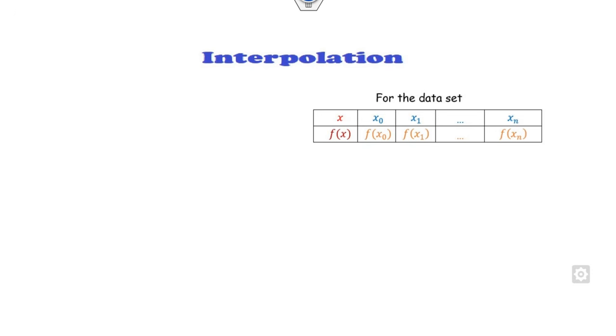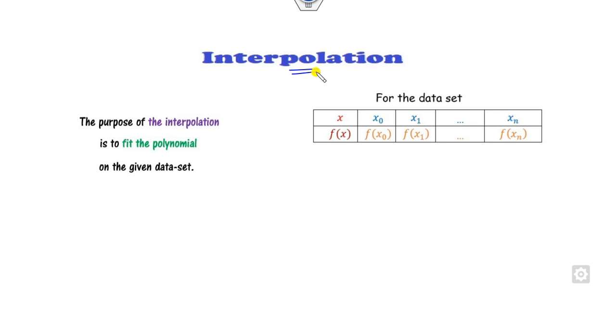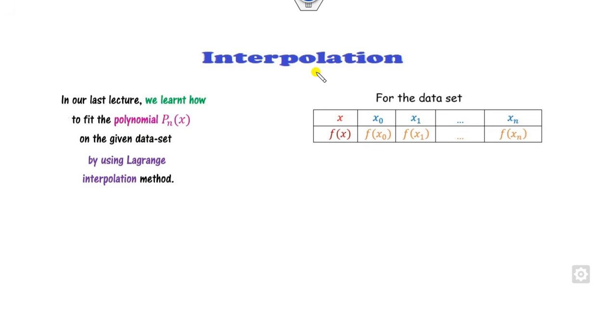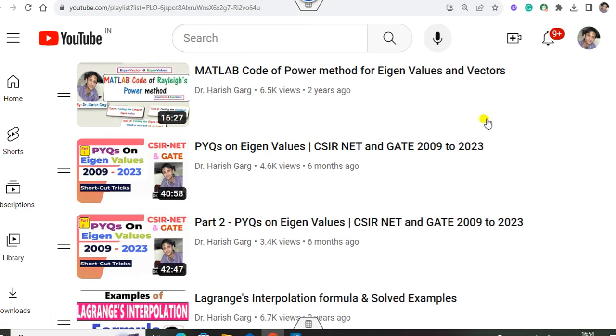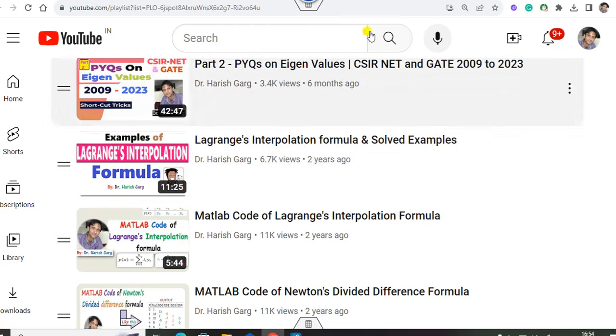So what is interpolation? The objective of interpolation is, if you have the data set x and f, or you can say y equal to f(x), then your target is to find the best polynomial which can fit over this curve. That's the purpose of interpolation. There are several methods you can fit on this data. One of the lectures that we already covered is the Lagrange interpolation formula, which you can see in this playlist.